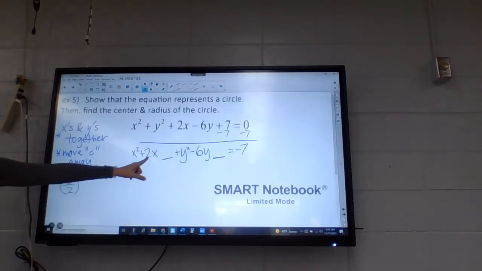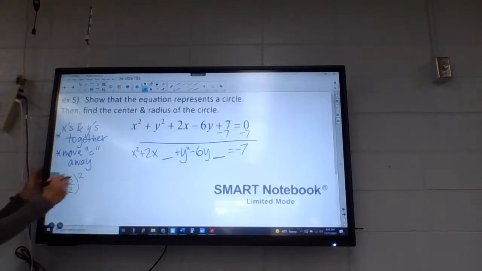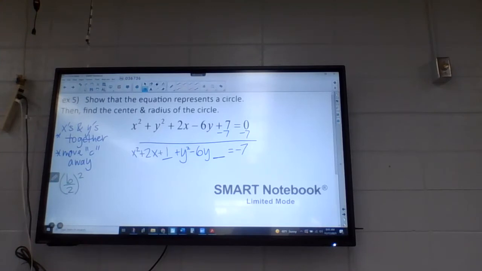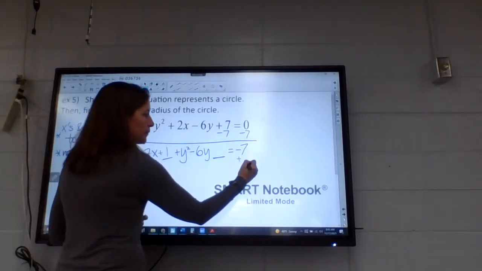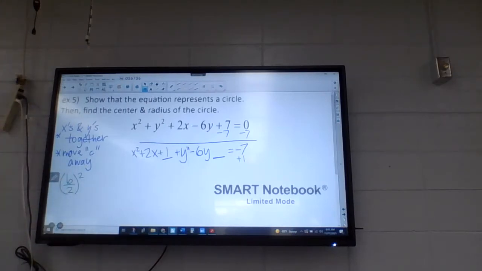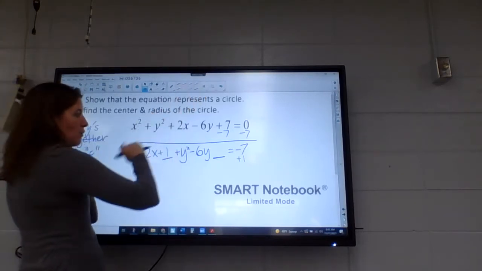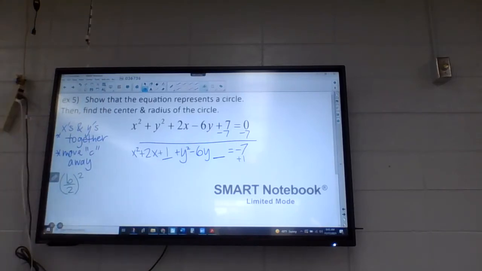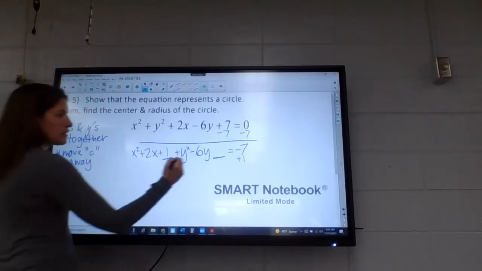So the first one is 2 divided by 2 squared, 1. Now if I add 1 here, to balance our equation, we have to add it to the other side as well. Okay? Then I have to do the -6 as well. -6 divided by 2 is -3 squared is 9, right?